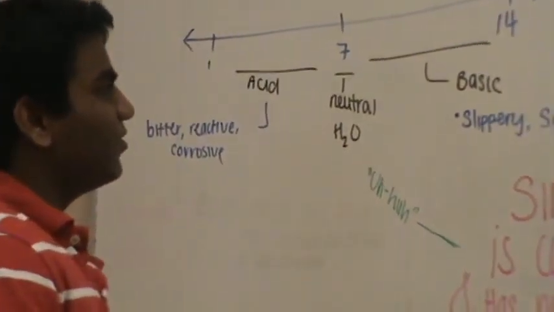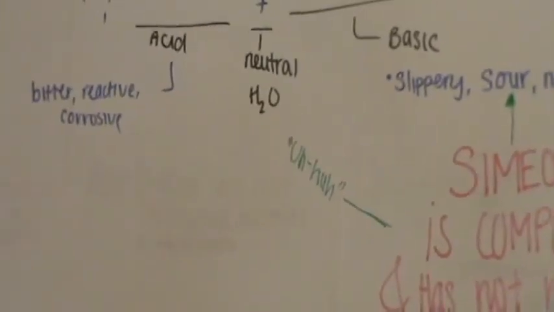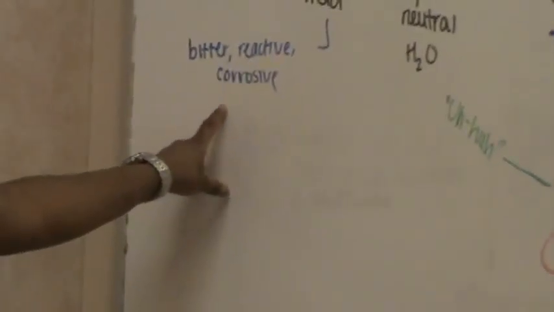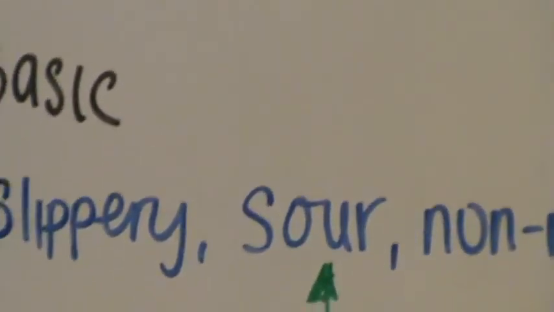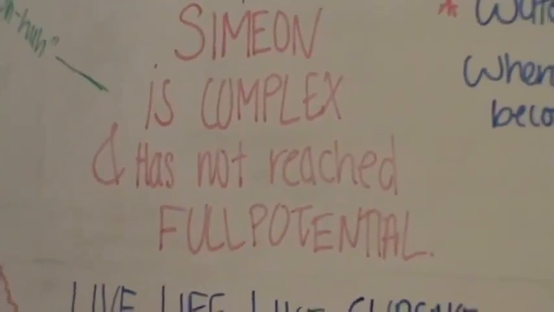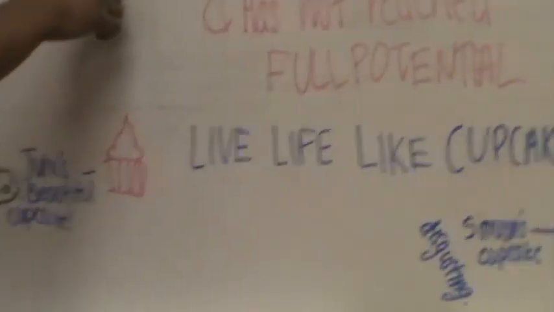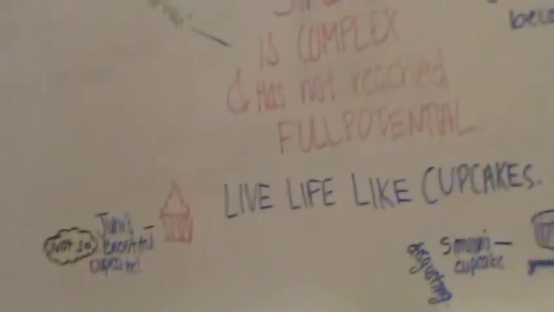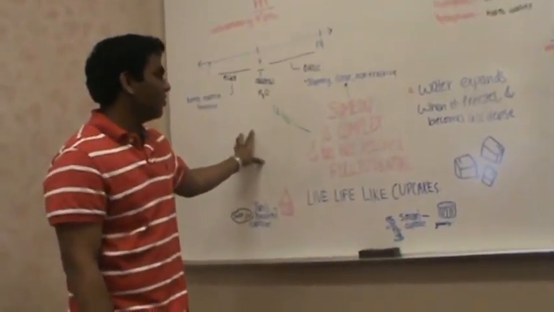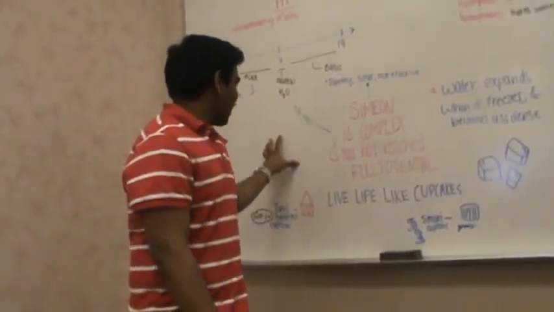If you go more into chemistry, you know that there's both hydronium and hydroxide ions, and that's how you distinguish between acidic and basic. Highly acidic acids are characterized by being bitter, reactive, and corrosive. And then bases are more slippery, sour, and non-reactive. So basically the pHs tell you how the compound will react.